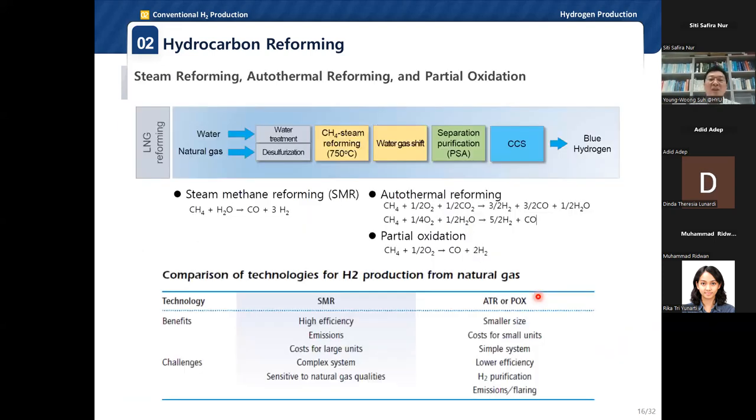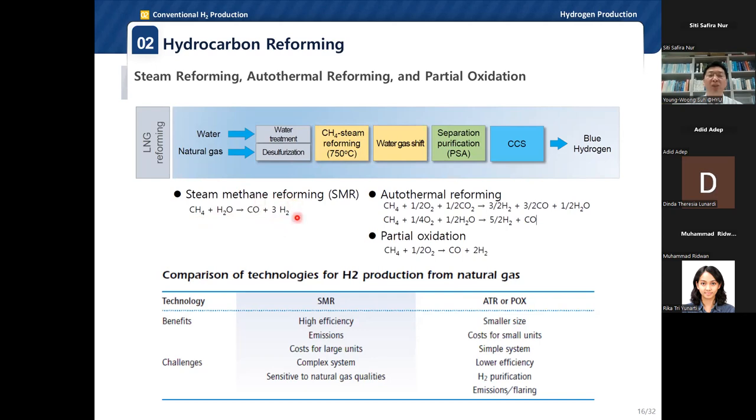And then here, a usual, popular resource for steam methane reforming is the LNG, liquefied natural gas. For the steam reforming, we need the water over here. So water will be treated to get high purity water. And look at the value of the reaction temperature. At 750 degrees C, methane will be reformed into CO and hydrogen. This is the reaction. So one mole of methane will react with one mole of water to make CO and hydrogen.